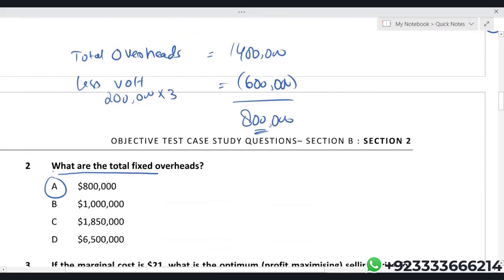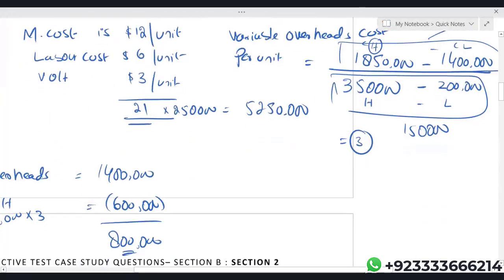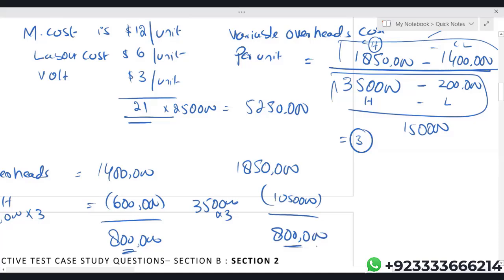Now, if someone is using the highest activity, there's no issue at all. At the highest activity level, your total overheads are 1.85 million, less 3,50,000 units multiplied by 3. So 350 multiplied by 3 is 1,050,000. You will get 8 lakh. So whether you take total overheads at the lowest activity level or the highest, your fixed overheads will remain the same.